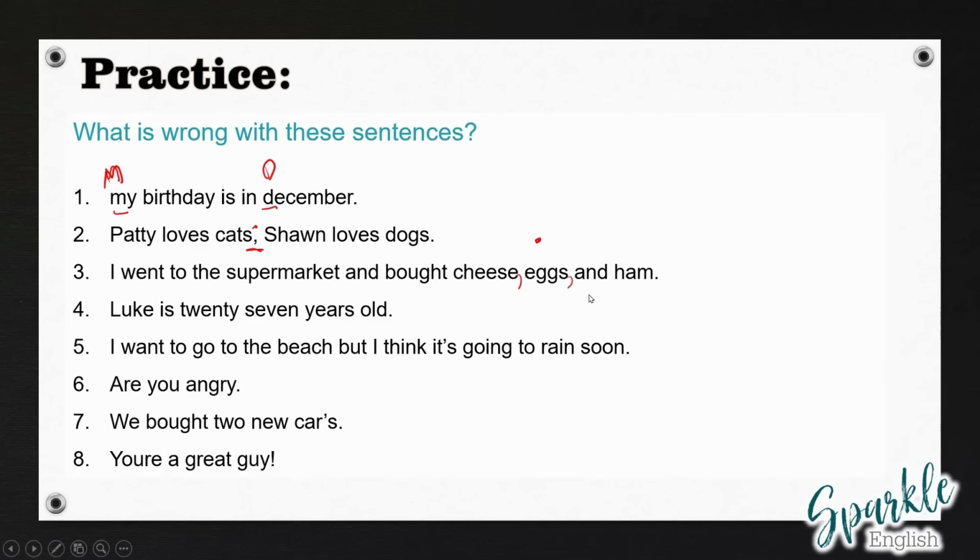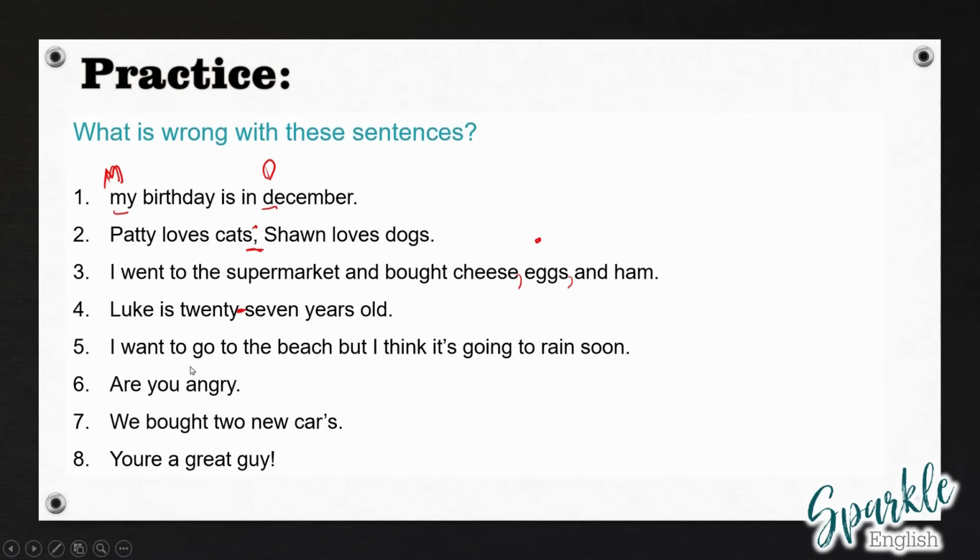Because we have a list of 3 or more things, we need to separate the list, the individual items, using commas. Number 4, Luke is 27 years old. Here, we're going to add a hyphen between 20 and 7 because it's a compound number.